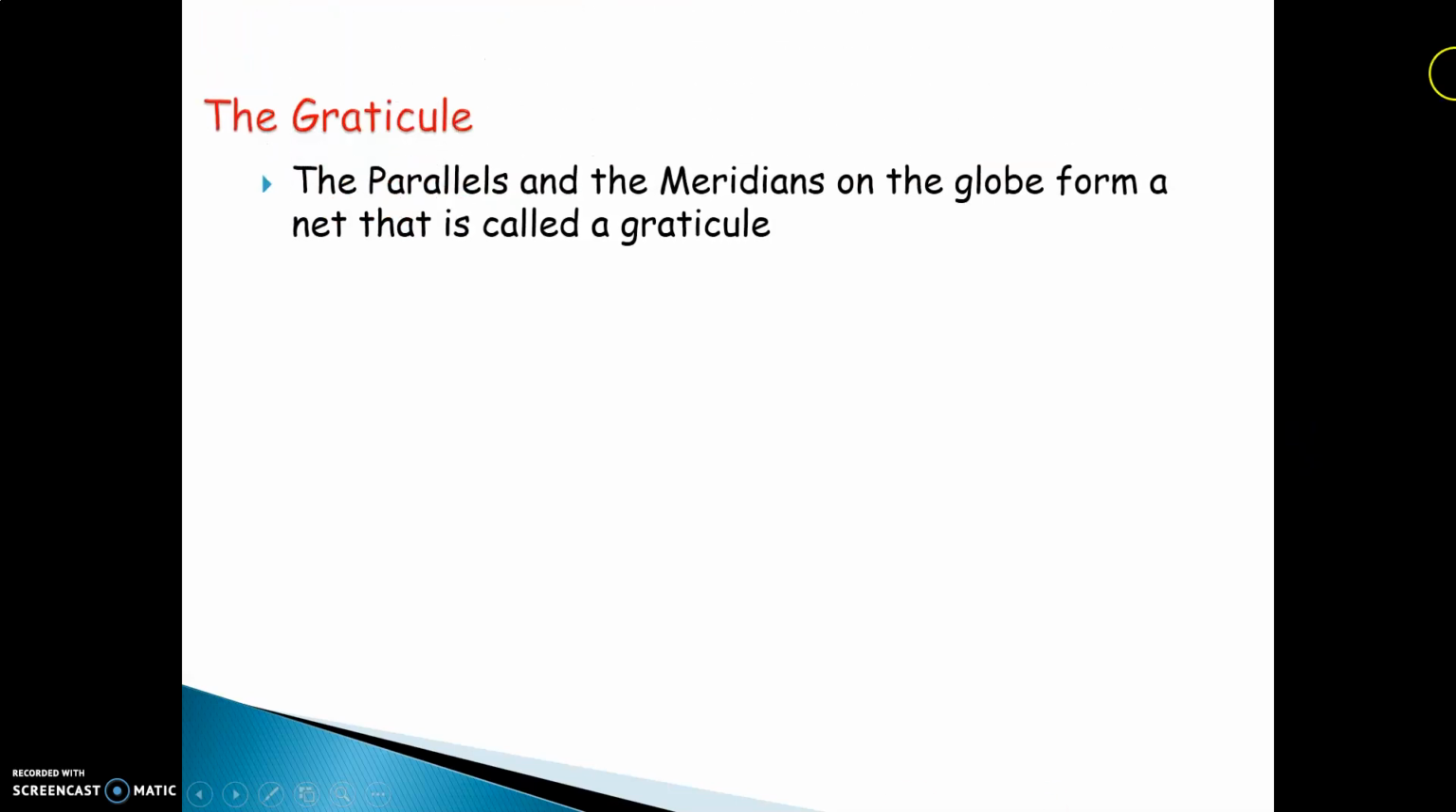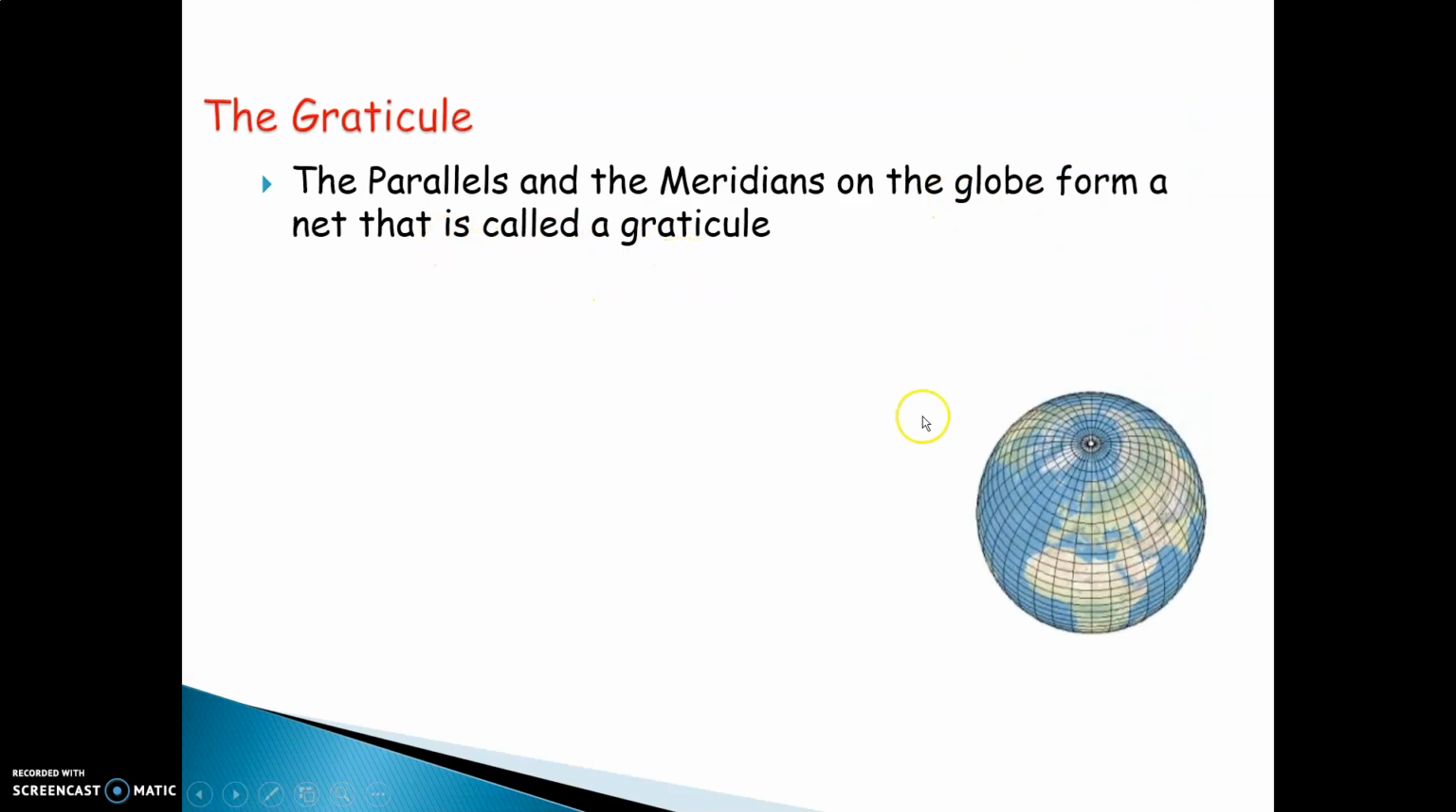Now, the graticule. The parallels and meridians on the globe form a net, and that is called a graticule. You can see over here various standing lines and sleeping lines, or there are parallels and there are meridians. Together, it looks like a net, and that is called a graticule. So, our graticule or our earth is made up of latitudes and longitudes. It looks like a net, and that is called a graticule.